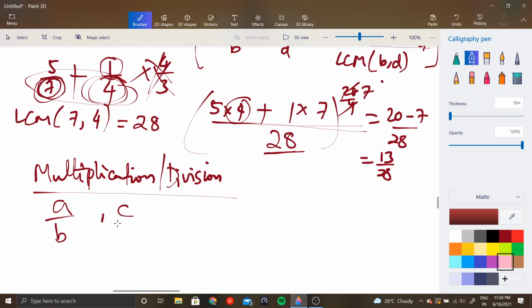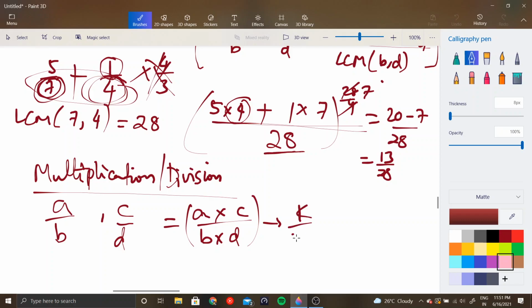So you have a by b, you have c by d. This is fairly simple. This is the simplest thing you will deal with in fractions. Just do a into c and b into d. Cancel out the common terms if there are any and reduce it into the lowest form. Suppose k by n, right?